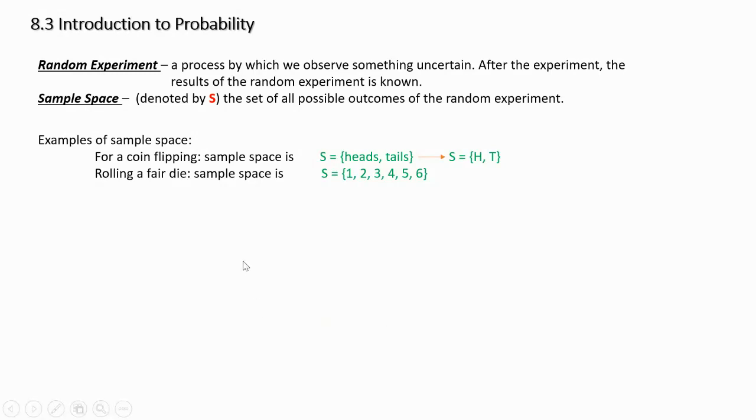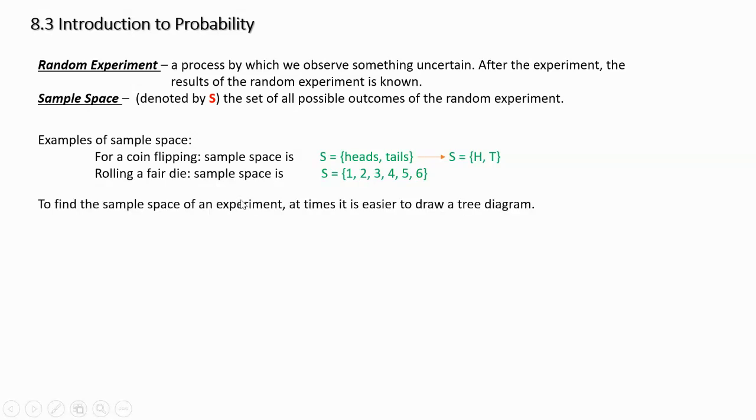Sample space. The sample space is denoted by the capital letter S, the set of all possible outcomes of the random experiment. Examples of sample space. For a coin flip, the sample space is either heads or tails, right? So the set S equals the elements H and T, for heads and tails. Rolling a fair die, the sample space is the set containing the elements 1, 2, 3, 4, 5, and 6, because a die has all those numbers. There are 6 sides.